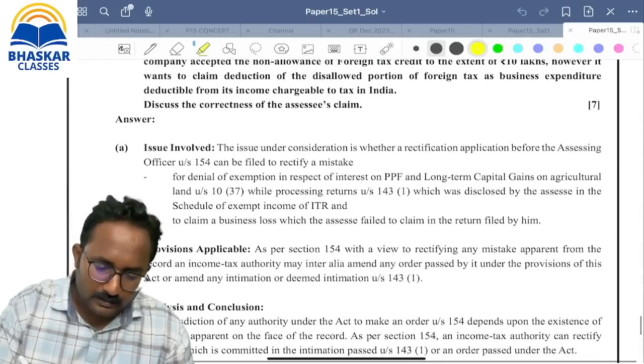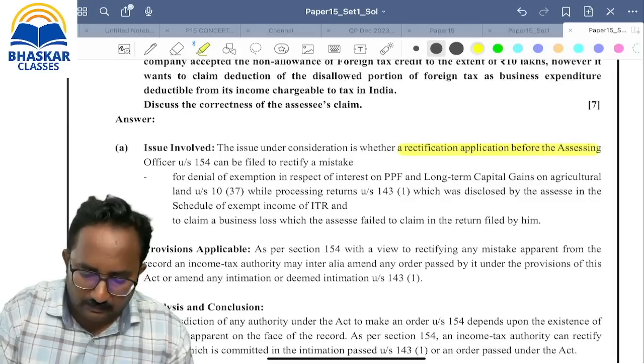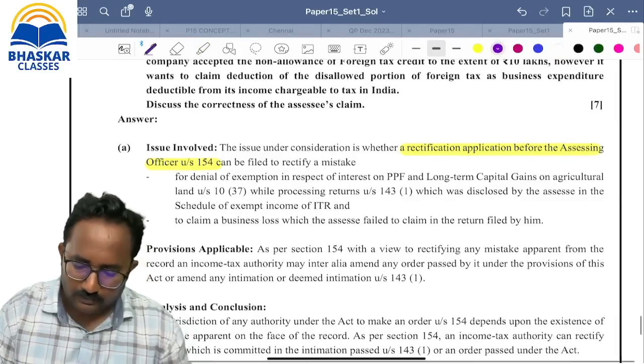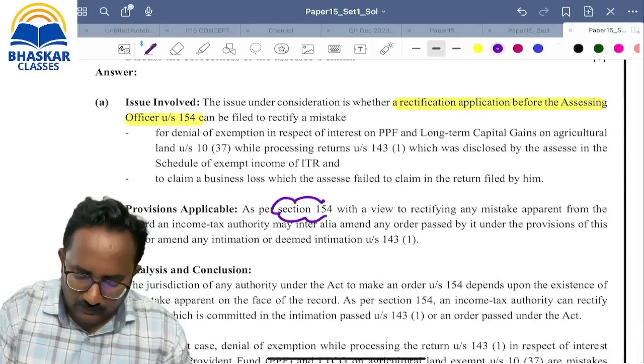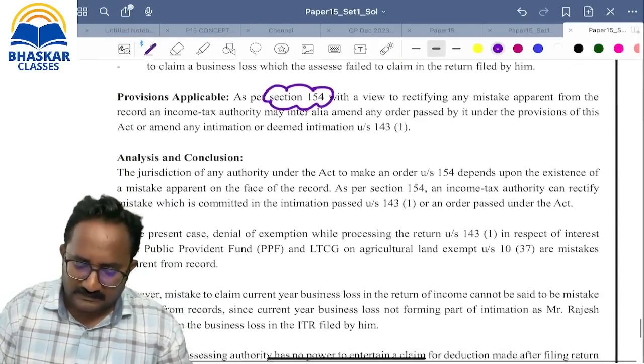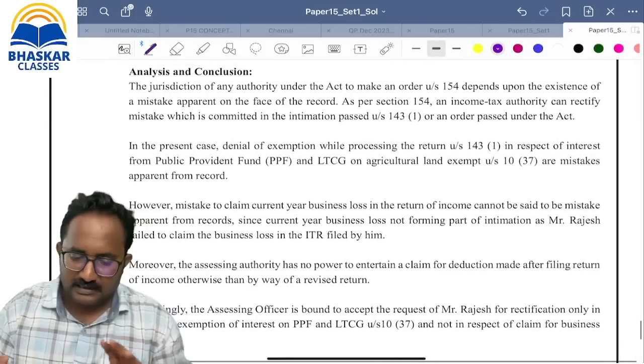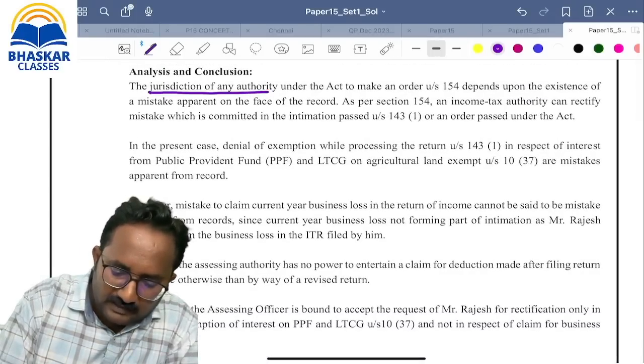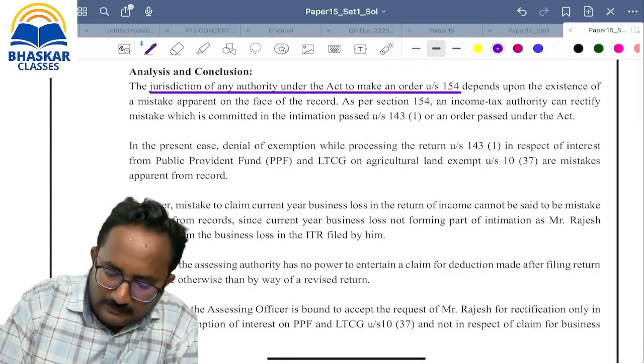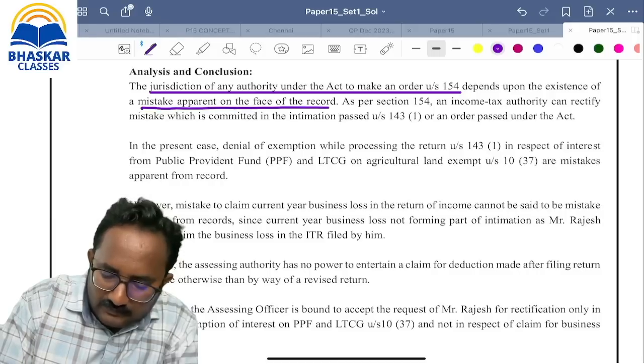Issue involved: whether the rectification application before the assessing officer under 154 should be accepted. Provision is nothing but section 154. Next, analysis and conclusion. Jurisdiction of any authority under this Act under 154 depends upon whether a mistake apparent on the record is there or not.